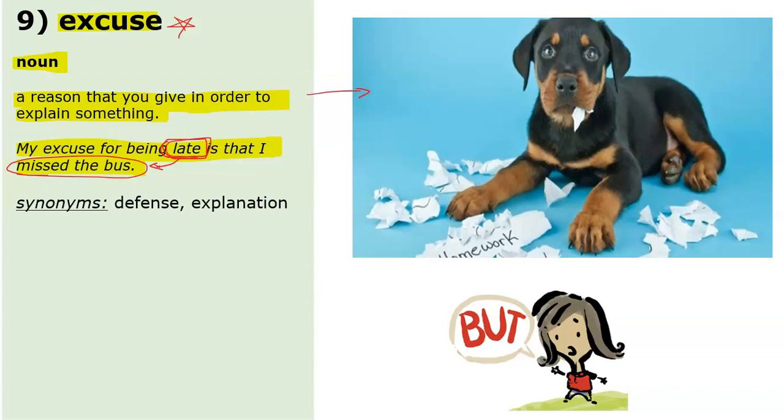And here too, if you don't bring your homework and I ask you, why didn't you do your homework? And you can give an excuse like this. You can say, oh, my dog ate my homework, so I couldn't bring my homework. That's an excuse of why you didn't bring your homework. Or maybe you can give a different excuse. You can say, I didn't do my homework because I had too much work, or I didn't have time. All of those are excuses that help explain something. Maybe why you didn't do something or why something happened.